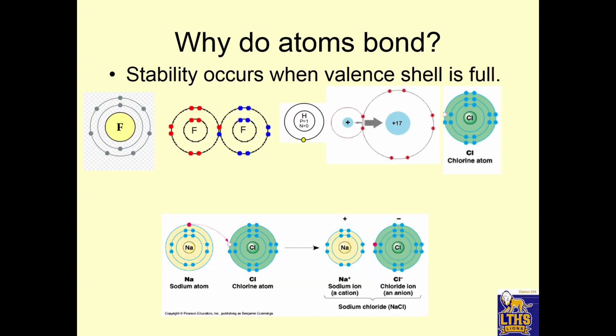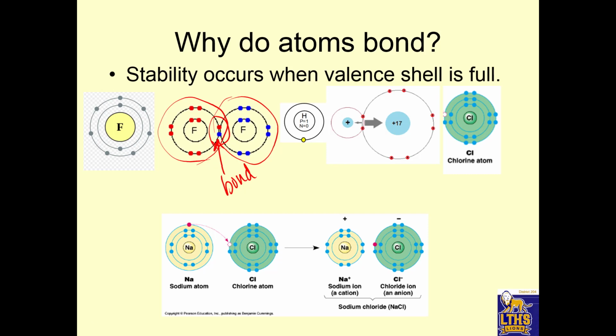So why do atoms bond? Okay, so bonds are what holds things together. Why do atoms make bonds? Well, we think it's because they're more stable when they're bonded and their valence shell is full. So here's fluorine with 7 electrons in its outer shell. If it bonds with another fluorine atom and they share those 2 electrons right there, that means this fluorine has 8 around it and that fluorine has 8 around it, and it's more stable.